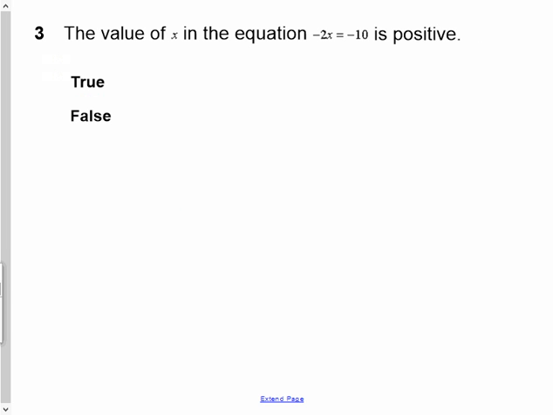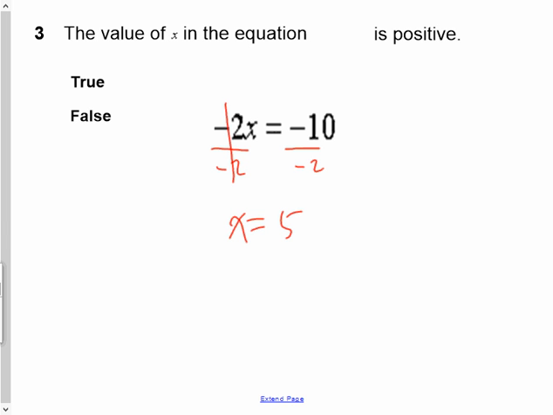The third question says the value of x in the equation -2x equals -10 is positive. Now, the interesting thing about this question is I had so many people that told me, no, it's negative because it's -2x. And the question was not what is your coefficient. I had nothing to do with what is the value of the coefficient. If you were to solve this using opposite operation, you would find out that the value of x was 5. So going back to the question, the value of x in the equation -2x equals -10 is positive. The answer is true. In fact, it's a positive 5. That's the value of x.